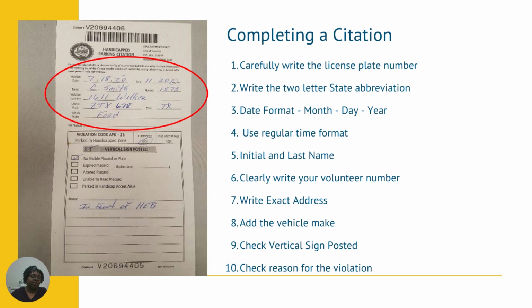Only put your first initial and your last name, or you can put your first name and your last initial, but don't write your complete name. Write your volunteer number very clearly. That's how we will link the citation to you when we enter it in the system.